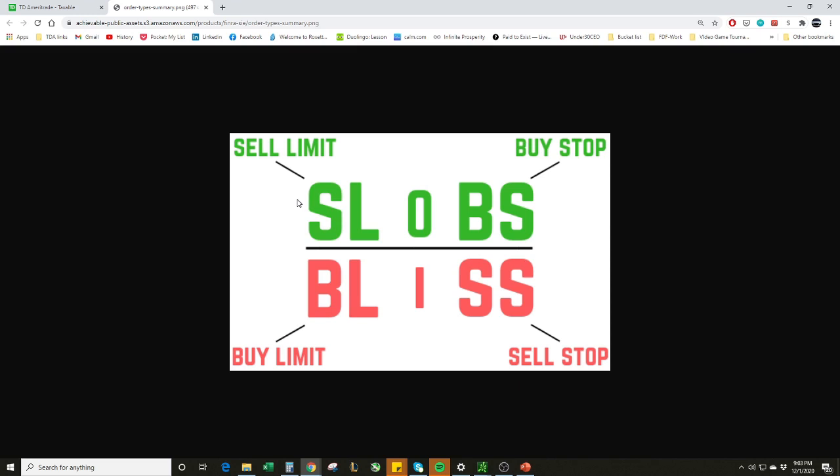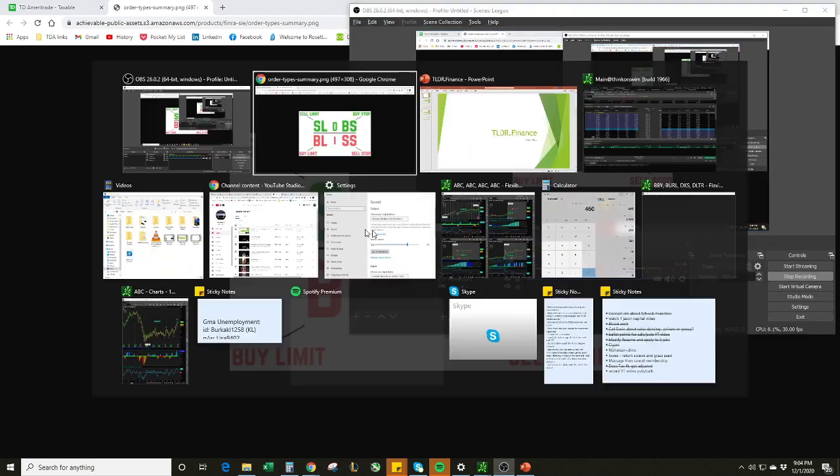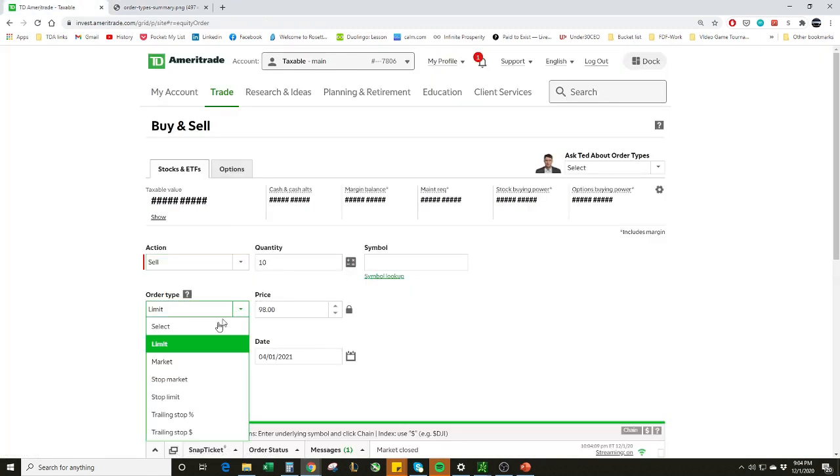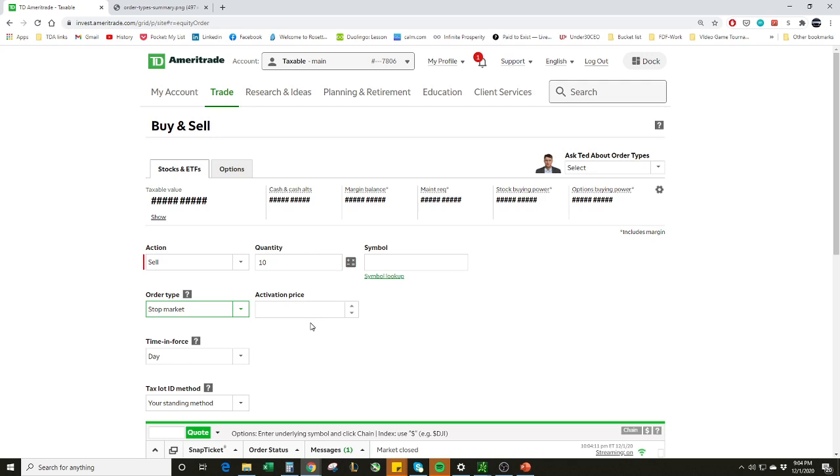So if we want to guarantee a profit, or secure a profit or protect some of our profit, we would enter a sell stop order. That is an instruction to sell the current shares that we have at a designated price below the current market price. In this case, we want to save at least $5. So we come over, we do sell, we can do a stop, and we would say 95.